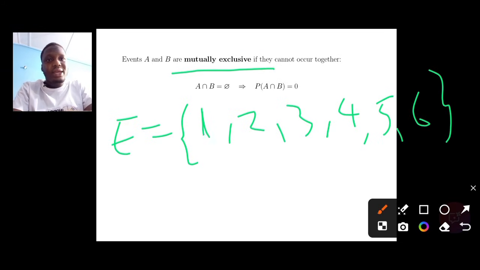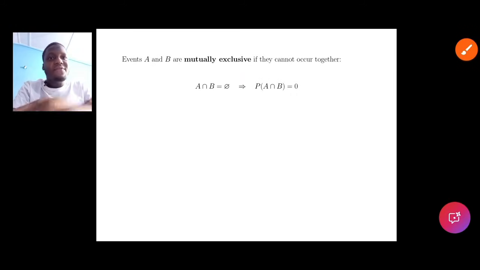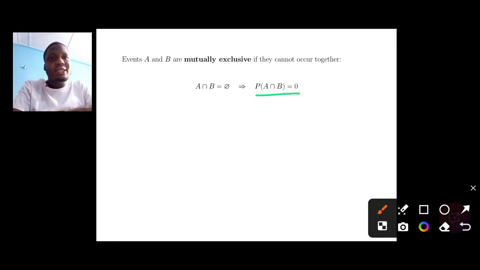So when one occurs, the other does not occur. When you roll the die and you get 3, 4 cannot occur. So two numbers cannot happen at the same time. You can't roll a single die and get 3 and get 4. Once you get 3, 4 cannot happen. That's what we mean by mutually exclusive. They cannot occur at the same time. So if events A and B cannot occur at the same time, then their intersection is 0.